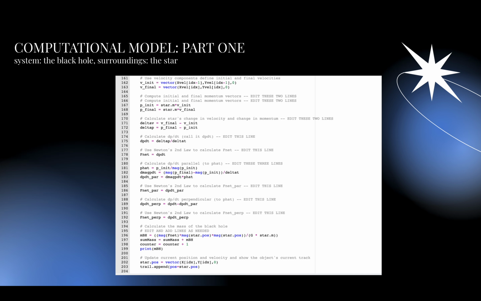To code the model, we had to first define initial and final velocities. From here, we can find the initial and final momentum vectors, knowing that momentum is mass times velocity. We can then calculate the change in velocity and momentum, and from there calculate dp dt, or the rate of change of momentum. This is equal to the net force. We can then calculate the parallel component of dp dt, which is equal to the parallel component of the net force, and from there we can calculate the perpendicular component of dp dt, which is equal to the perpendicular component of the net force. We can then calculate the mass of the black hole at each point in the calculation loop, and then because there are multiple values, we can sum it up in order to average it.